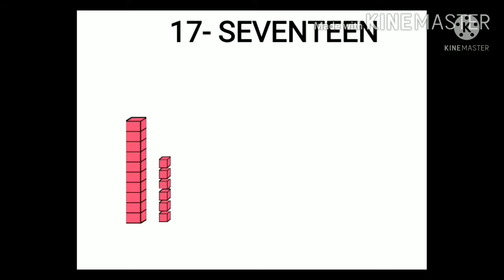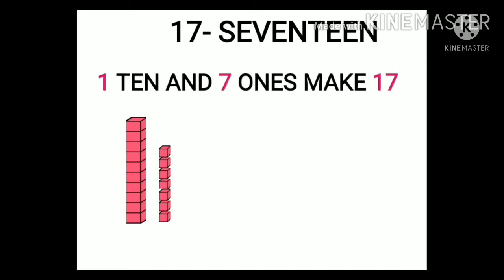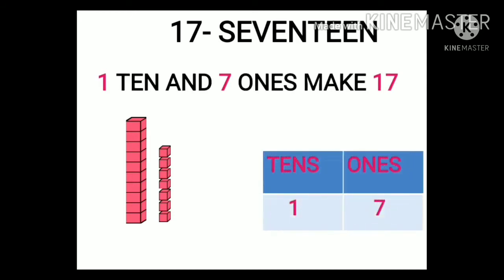Now the next number, 17. Take 1 ten and take 7 ones: 1, 2, 3, 4, 5, 6 and 7 ones. So the number is 17. So 1 ten and 7 ones make the number 17, and you write it as 1 7. And in the number 17 there are 1 ten and 7 ones.